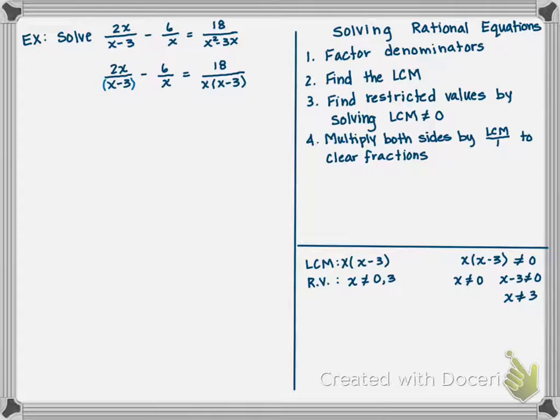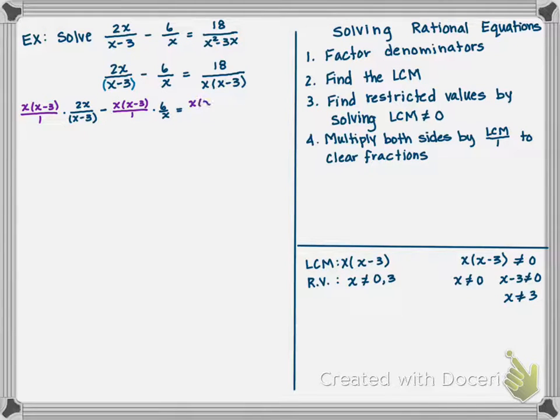So in this case, our LCM was x times x minus 3. So we've got, I'll try to fit it in here, x times x minus 3 over 1 times 2x over x minus 3 minus x times x minus 3 over 1 times our second term, so 6 over x equals x, oh, I forgot my x minus 3.